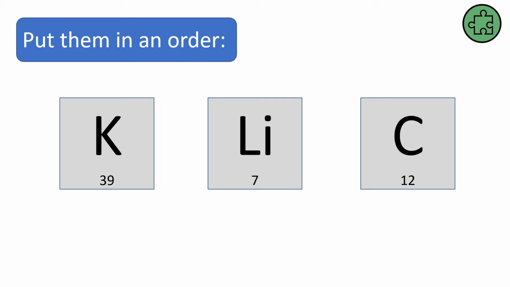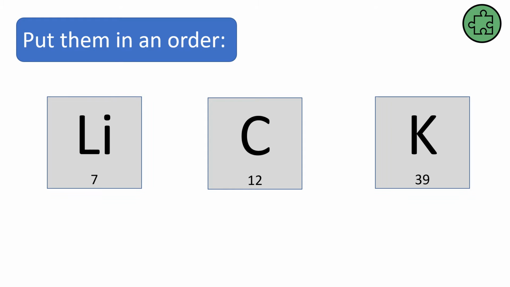If I asked you to put these elements in order, what would you do? Well, you've probably put them in this order, with lithium with number 7 being first, carbon with number 12 being second, and potassium number 39 being third. It's logical. You may have done it the other way around, but I doubt it. It's a logical order of things, a way of arranging things that maybe don't make sense to us.